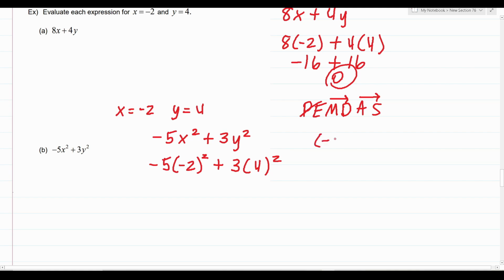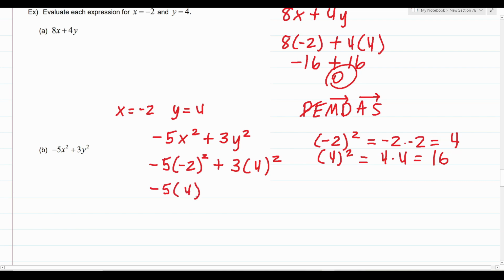Again, we have -2 squared, and we also have 4 squared. -2 squared is the same thing as -2 times -2. -2 times -2 is going to be +4. Again, a negative times a negative is a positive. 4 squared is the same as 4 times 4. 4 times 4 is 16. So let's go ahead and replace those. We have -5 times 4 plus 3 times 16.